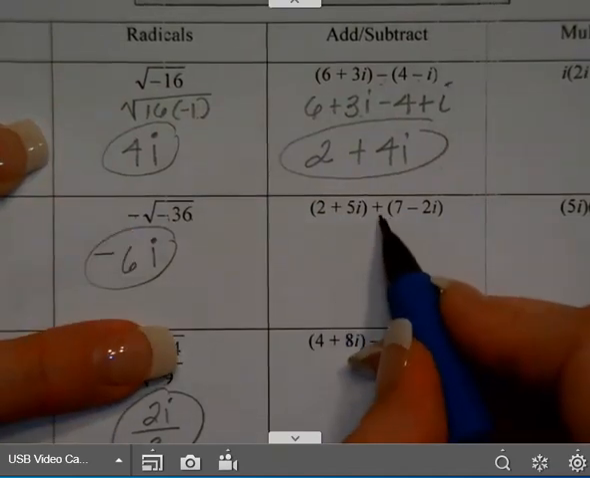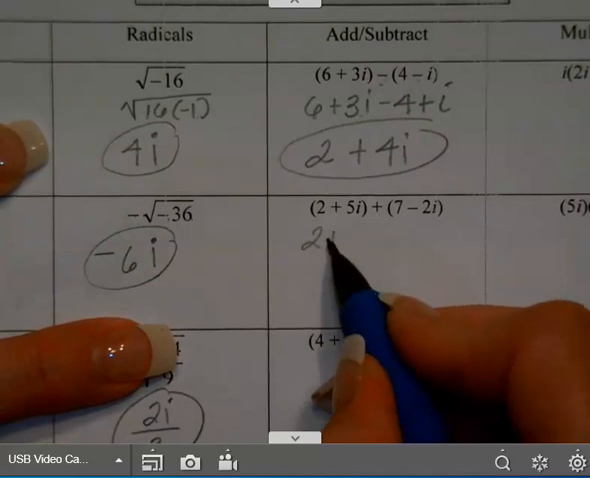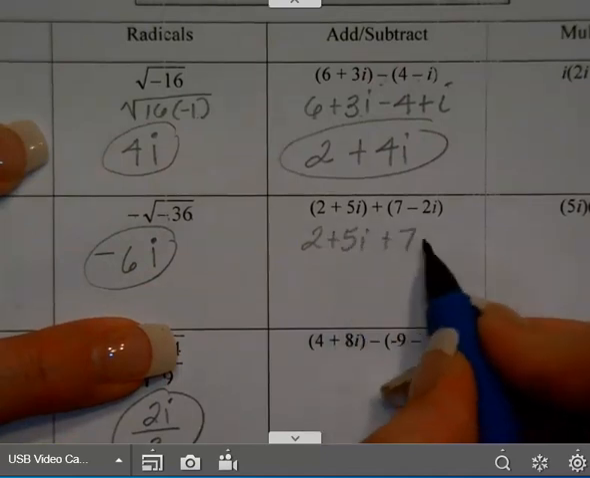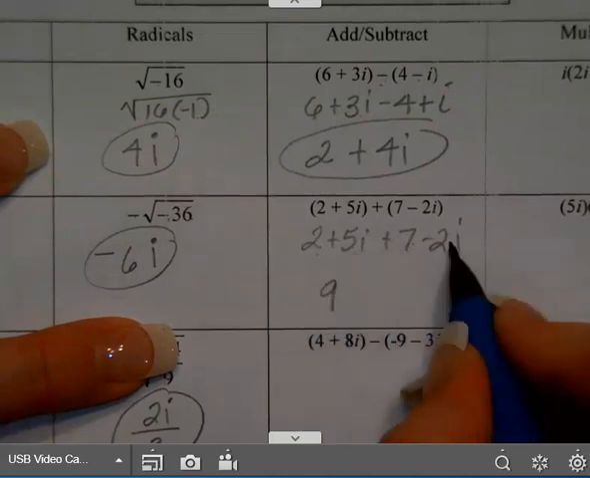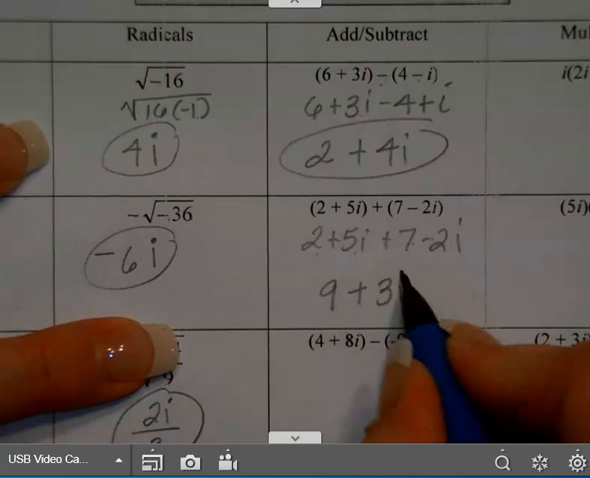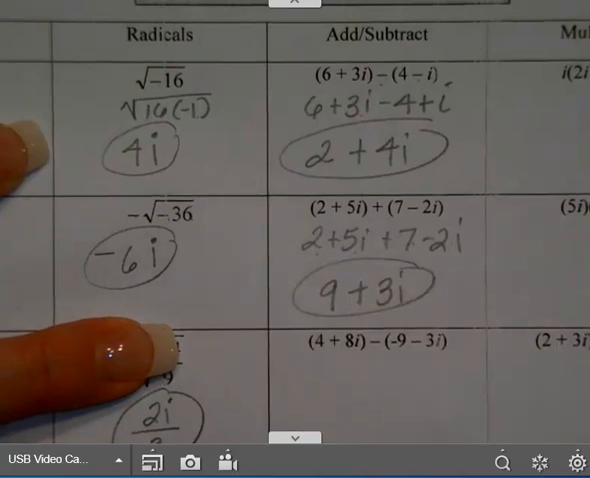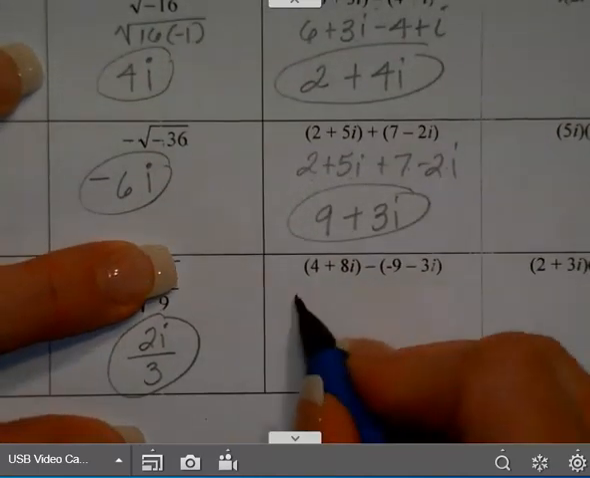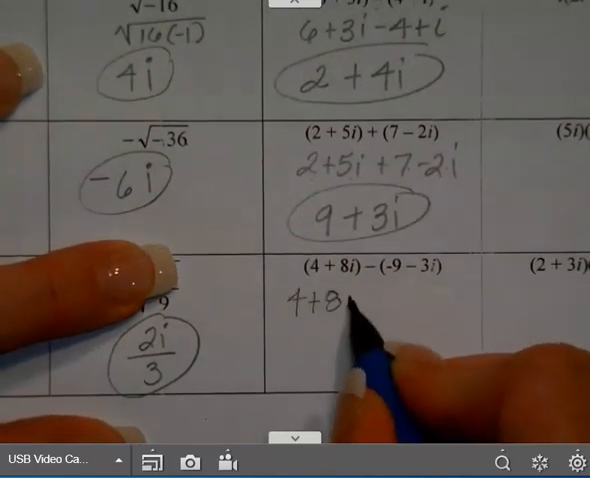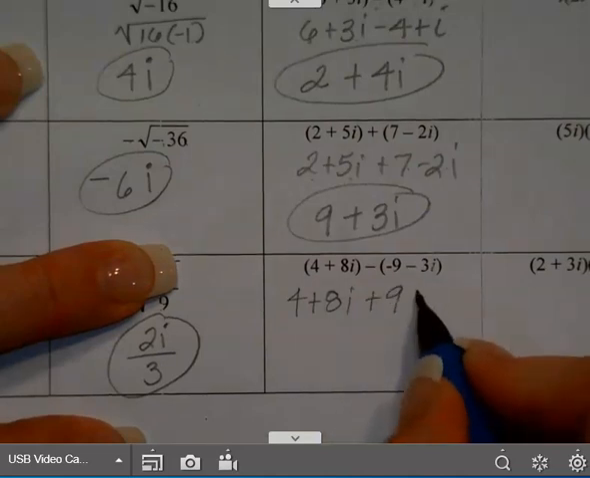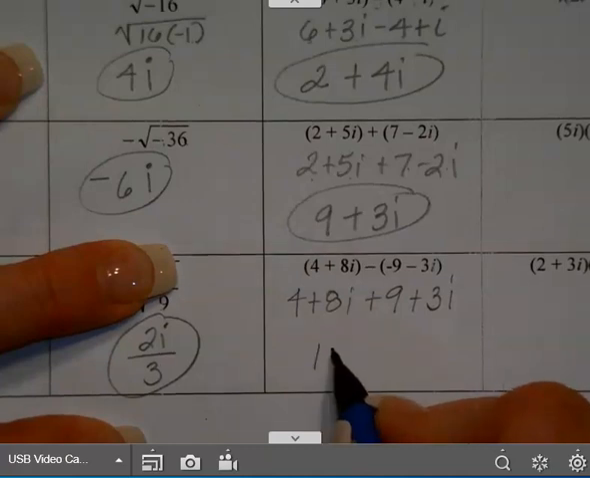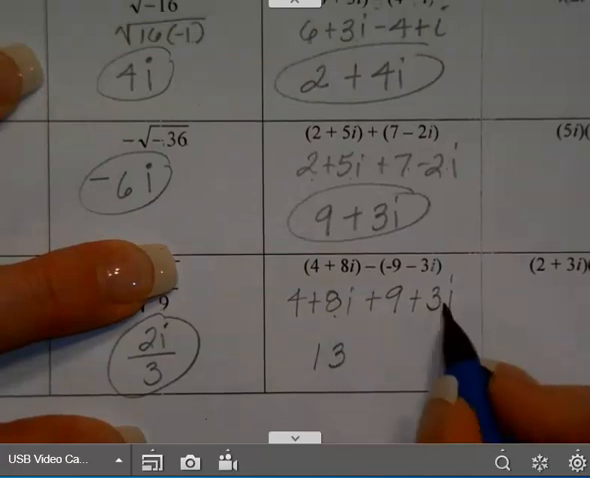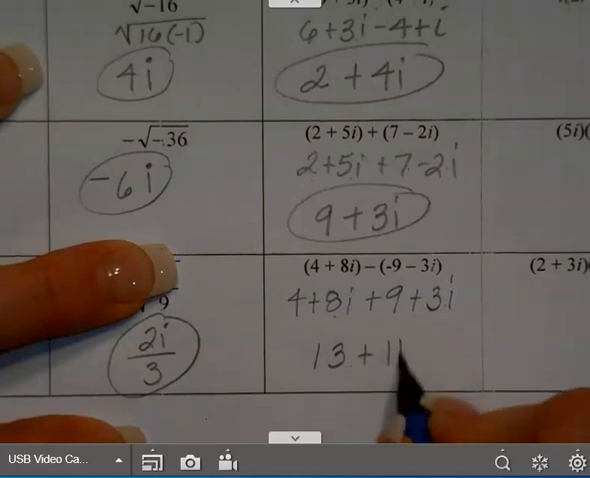On the next one, I can just drop my parentheses since there's a plus. Combine your real parts. 2 plus 7 gives you 9. 5i minus 2i gives you 3i. And on the next one, distribute the negative. That's going to be plus 9 and plus 3i. Combine your real parts and you'll get 13. Combine your imaginary parts, that gives you 11i.